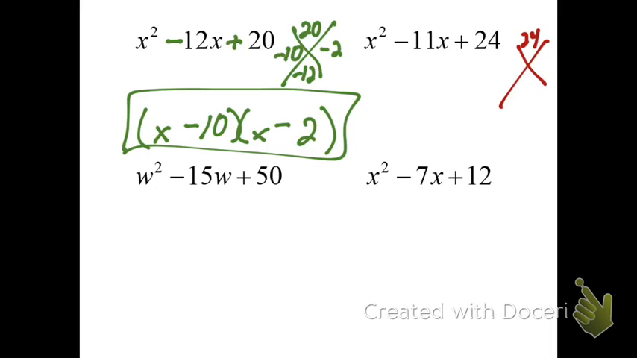So there's 24, and there's negative 11. Two numbers multiply to 24 and add up to a negative 11. It's going to be negative 8 and negative 3. So it'll be x minus 8, x minus 3. Done.